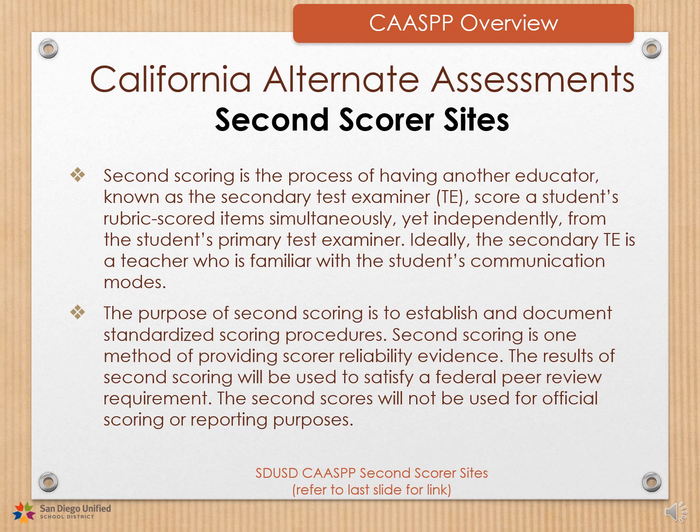The results of second scoring will be used to satisfy a federal peer review requirement. The second scores will not be used for official scoring or reporting purposes. The secondary TE must be credentialed, receive training on how to administer the CAA, sign the security affidavit in TOMS, and be assigned a TOMS account with a test examiner user role.